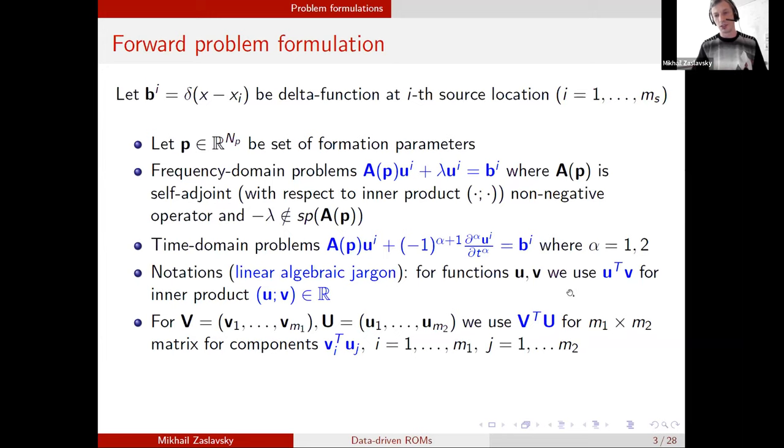And that's why we use the same notation, like linear algebraic jargon, so that U transpose V is considered to be the conventional inner product in the discrete space, or it can be considered as an inner product if U and V are continuous functions. So we use the same notation, U transpose V, just for brevity. And the same for matrices. When U and V are matrices, V transpose U is an M1 by M2 matrix with components V_i transpose U_j.